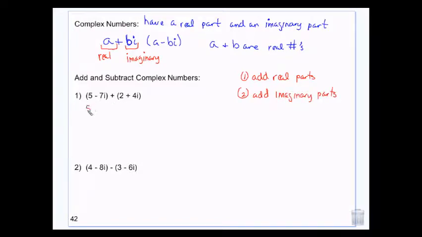So I'm going to add 5 plus 2, that's the real parts, and I'm going to add negative 7i plus 4i, that's the imaginary parts. So 5 plus 2 is 7. Negative 7i plus 4i is negative 3i.